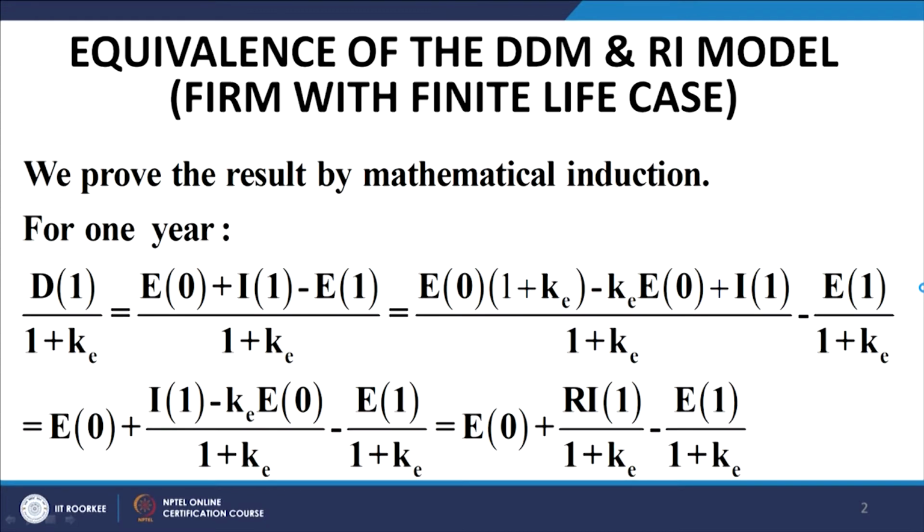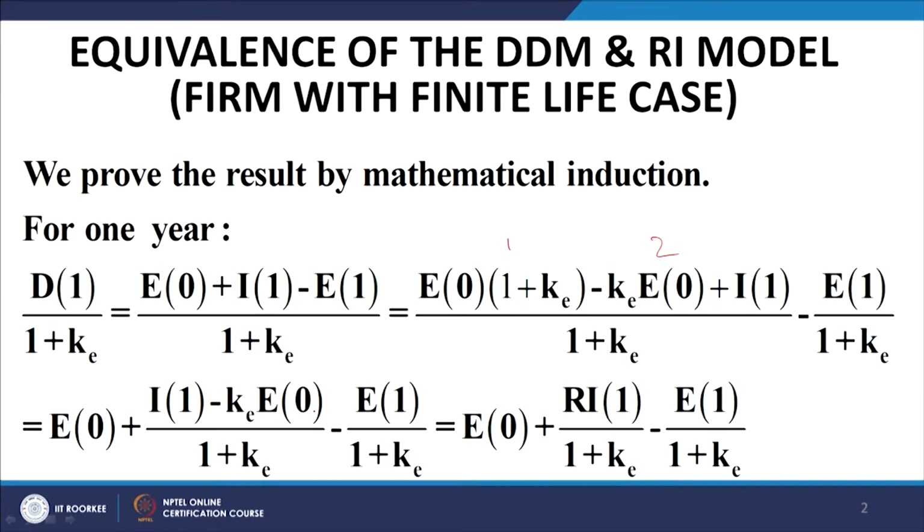I can simplify this by writing E 0 into 1 plus k e and then deducting k e into E 0 as the second term in this equation. This is the first term, this is the second term. I multiply E 0 by 1 plus k e, and because I want E 0, I deduct k e into E 0. I write I 1 as it is, and when I simplify this, what we end up with is E 0 plus residual income divided by 1 plus k e minus E 1 divided by 1 plus k e. Let us quickly go through the steps again.